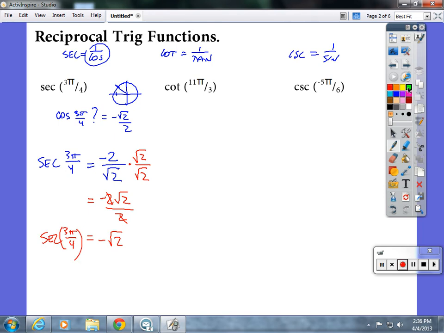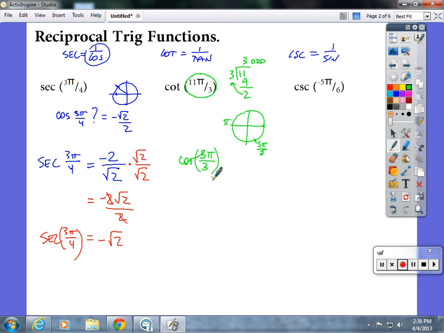Next, we'll try cotangent, and just a little review here, an angle bigger than 2 pi. So 11 divided by 3 is 3, and the remainder is 2. So 3 is odd. That means we're starting at pi. So we're here at pi, and we're going 2/3 farther. So 1/3, 2/3 farther. So we're actually, right here, at 5 pi over 3. So we're trying to figure out the cotangent of 5 pi over 3.